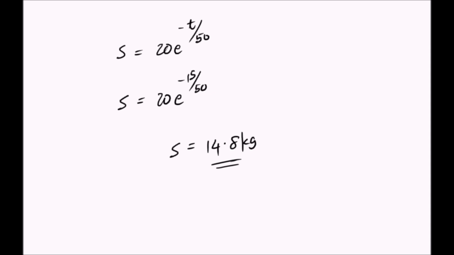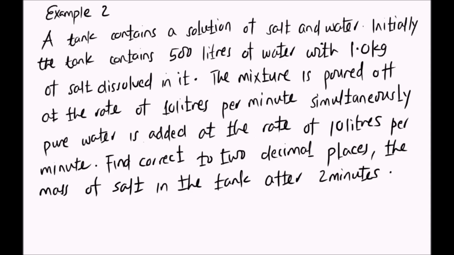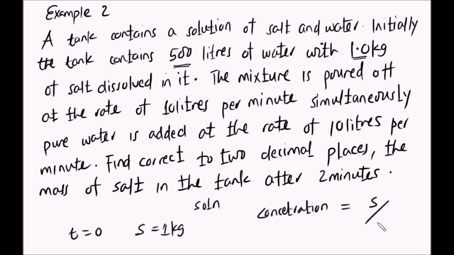Let's see now example 2. Example 2 inasema a tank contains a solution of salt and water kama example 1. Lakini initially sisi tulikuwa tuna 500 liters of water na 1 kilogram of salt dissolved in it. So at t is 0, the amount of salt present ni 1 kilogram. Alafu sasa concentration ni S over V, ni S over 500. Hii ni concentration of salt kama tulivyofanya in example 1.